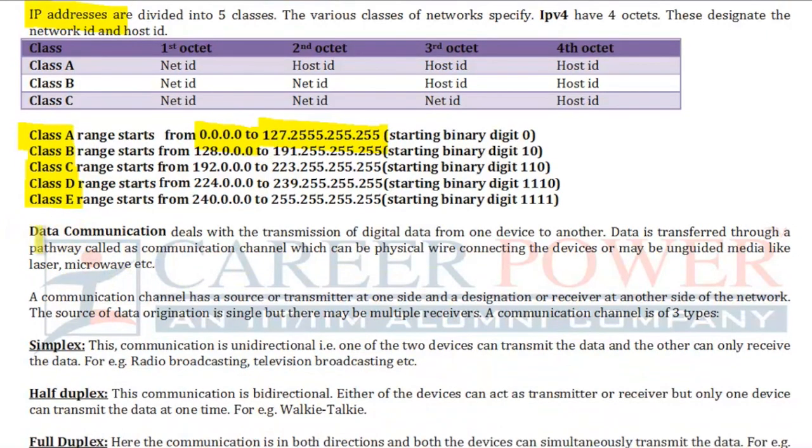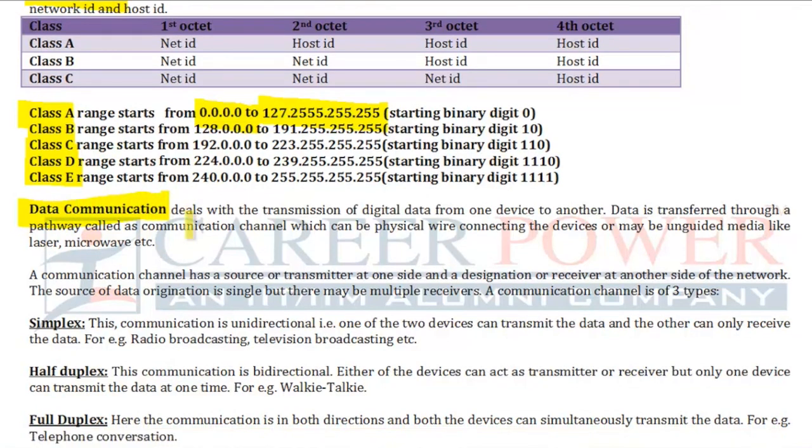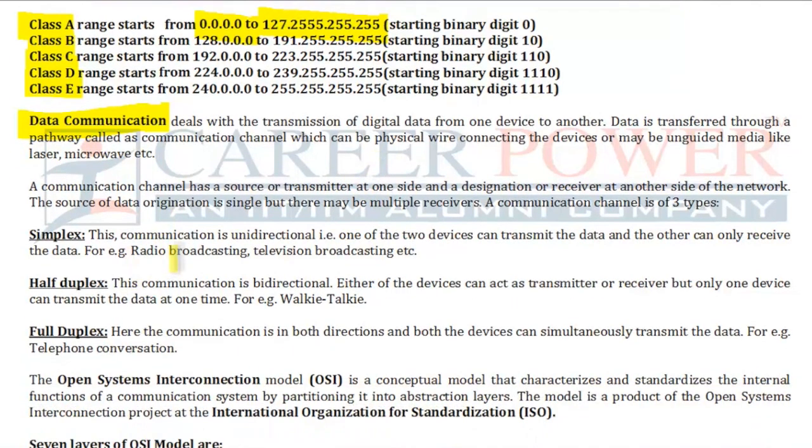Then after IP addresses, we have a term data communication. Now data communication deals with transmission of digital data. The form of communication channels are simplex, half duplex, full duplex. Communication channel, it has a source or transmitter at one side and a designation or receiver at the other side.